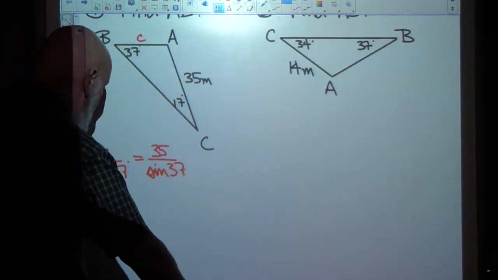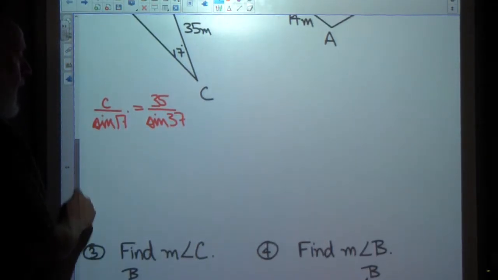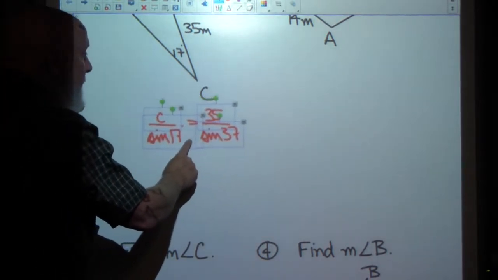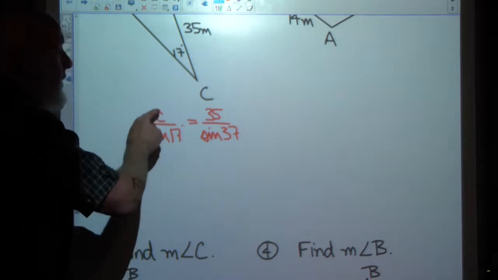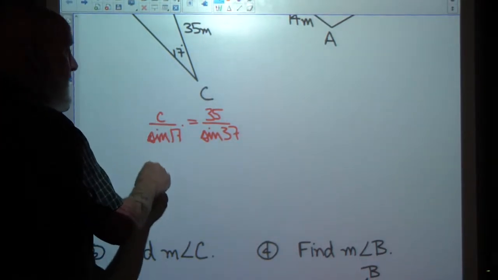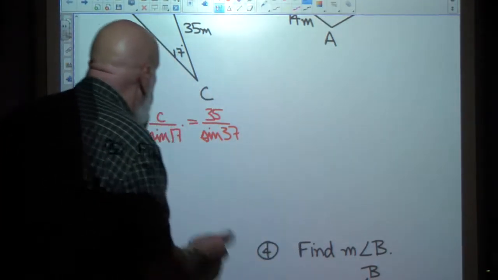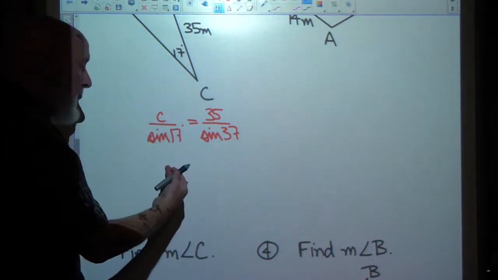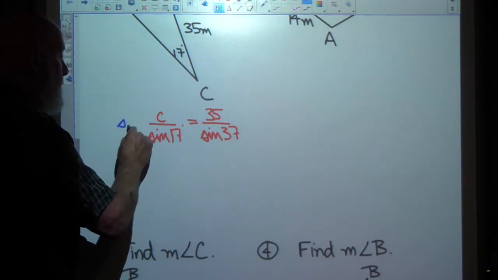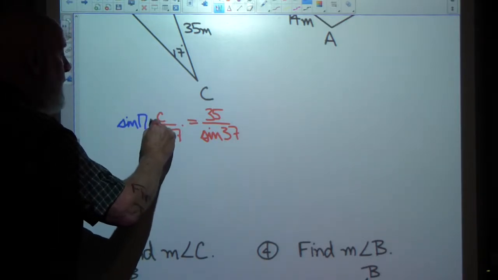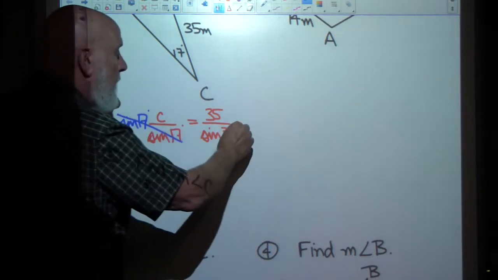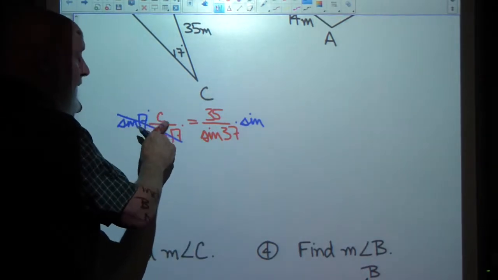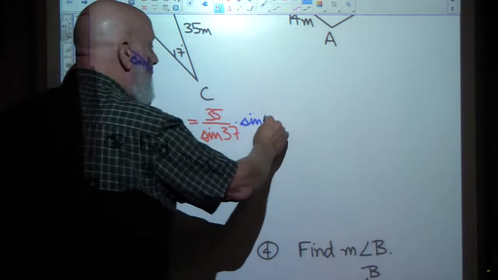So now we have a simple proportion. There are a couple of ways we'd solve this. We could cross multiply and then divide to get C by itself, but in this case, C is divided by sine 17. We undo dividing by sine 17 by simply multiplying both sides by the sine of 17. That will leave C all by itself over here. We don't have to go through cross multiplying since the C is in the numerator of the fraction.